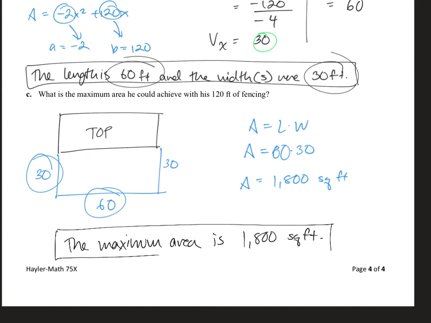And remember, we found the maximum area by using the maximum dimensions, and we found the maximum dimensions by using the formula for the vertex. So that is it for 4.7.